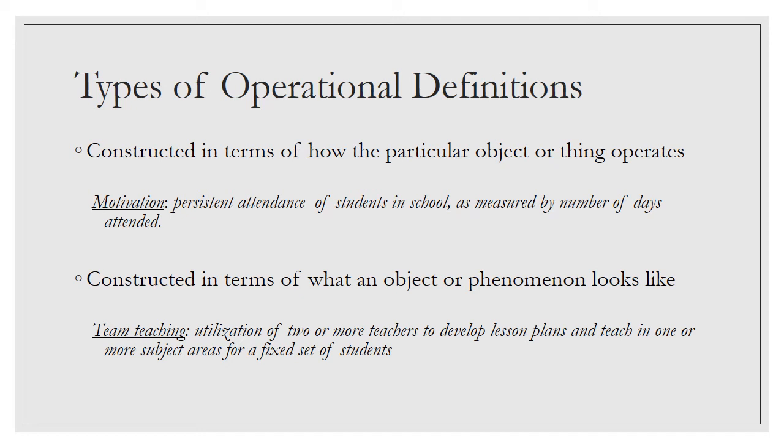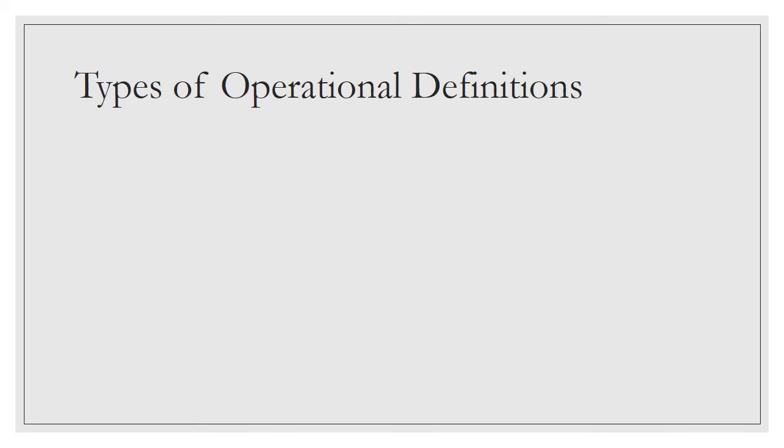They could be constructed in terms of what an object or phenomenon looks like. Could be this idea of team teaching. If I just say team teaching, might mean a whole bunch of different things to folks. So we could say it is utilization of 2 or more teachers to develop lesson plans and teach in 1 or more subject areas for a fixed set of students. By creating these definitions, we are eliminating other ideas people might have, but also very much specifying what we mean.